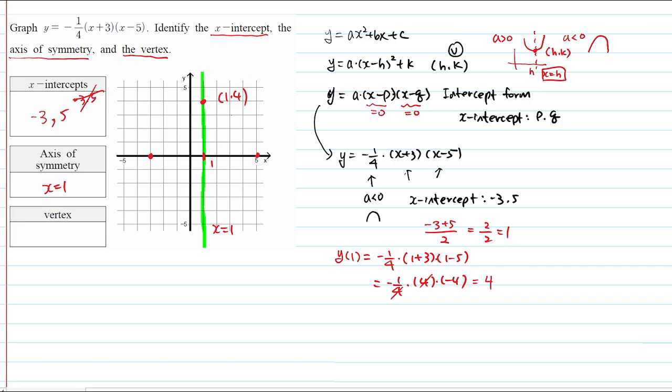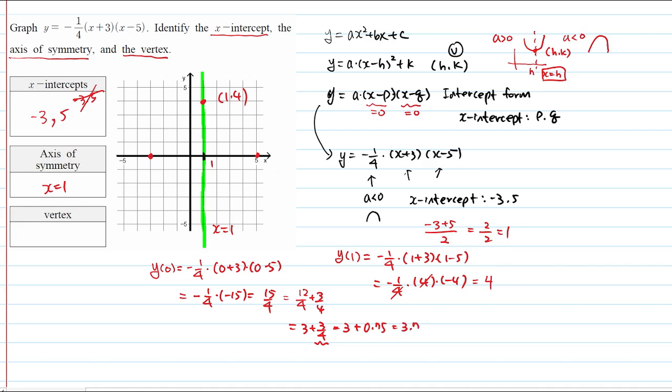All right, just connect this point. But you know what? Just to be clear, let's find out what the y-intercept is. Negative 1/4 times (0 + 3)(0 - 5). That's negative 1/4 times negative 15, 15 over 4. 15 over 4 is 12 over 4 plus 3 over 4. So that's 3 plus 3/4. And 3/4 is 0.75. That's 3 plus 0.75, that's 3.75.